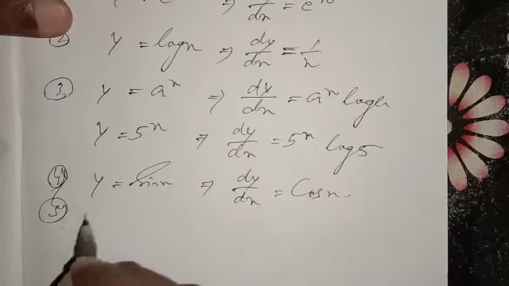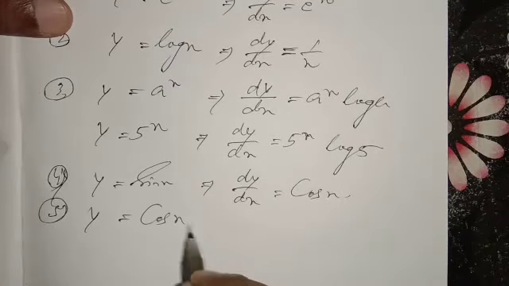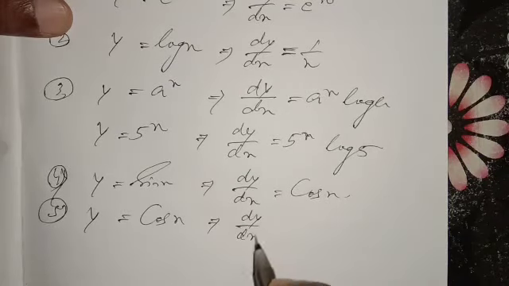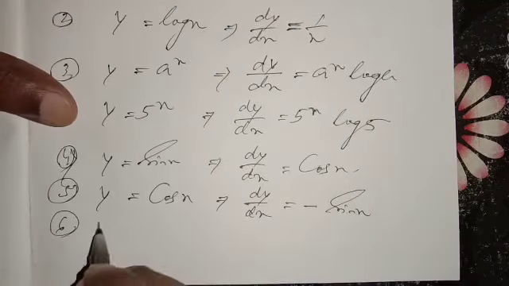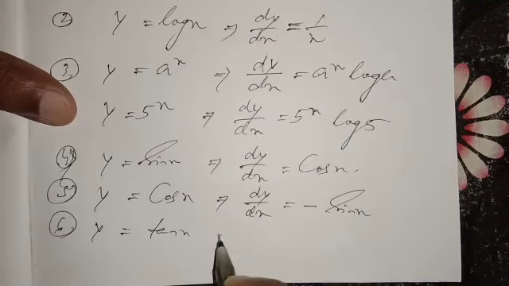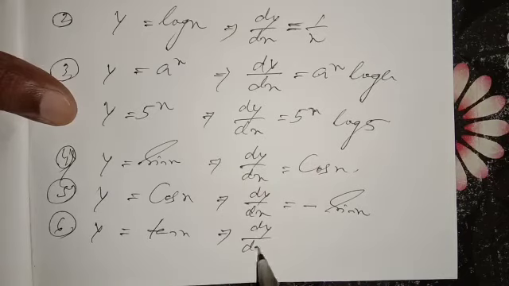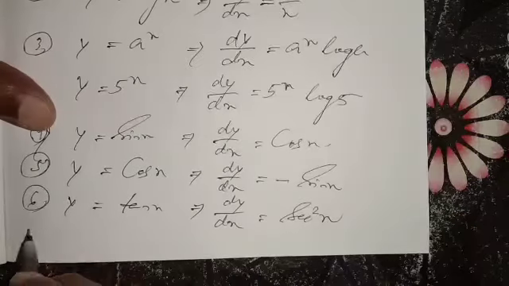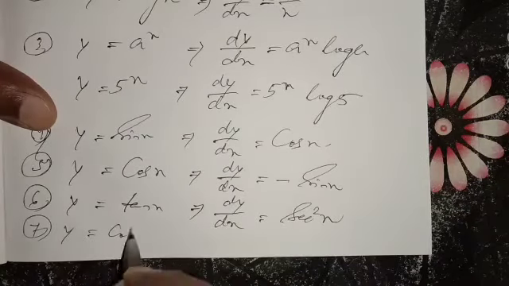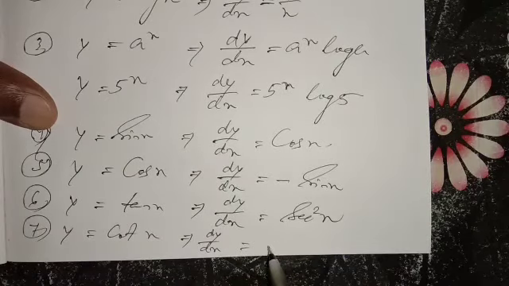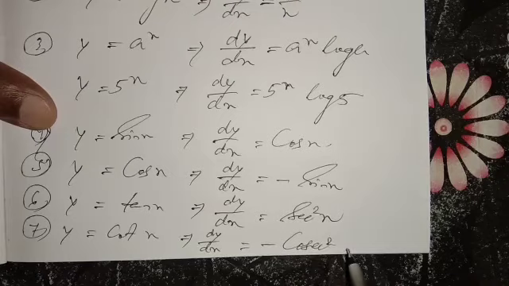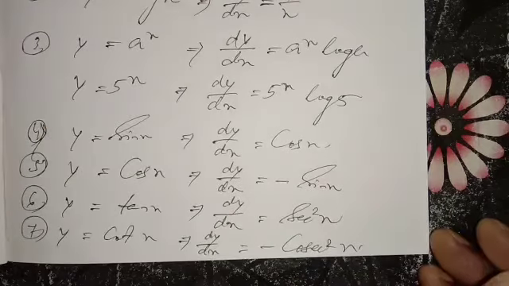Number 5, if y is equal to cos x, the derivative of cos x is minus sin x. Number 6, if y is equal to tan x, the derivative of tan x is sec square x. Number 7, if y is equal to cot x, the derivative of cot x is how much? That is minus cosec square x. And 2 more are left for trigonometry. Just see the next 2.